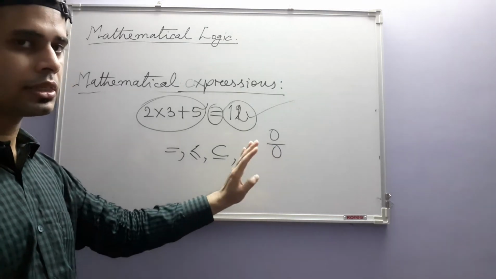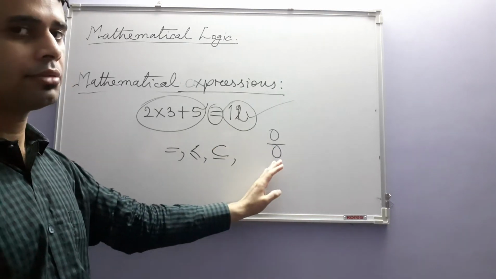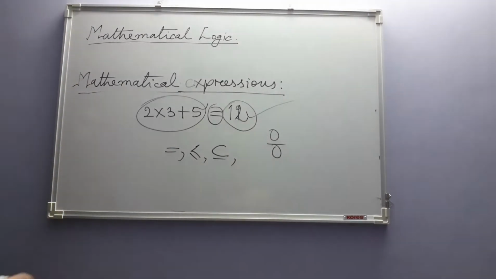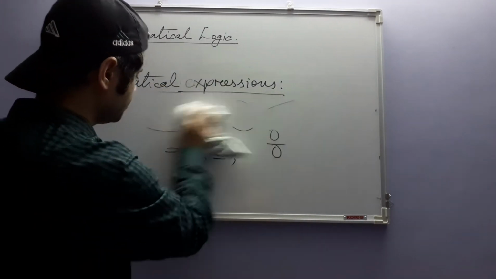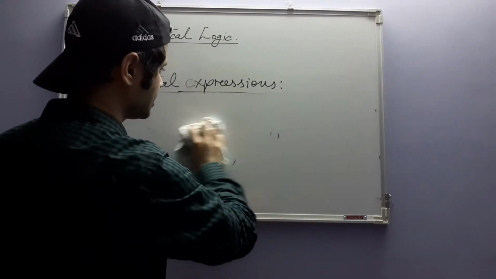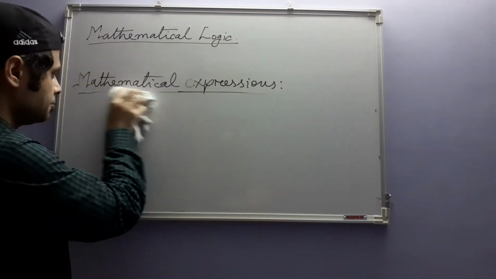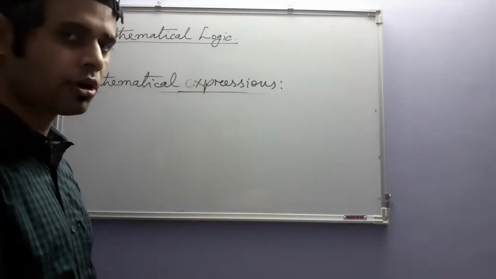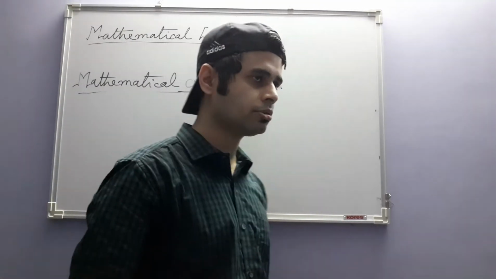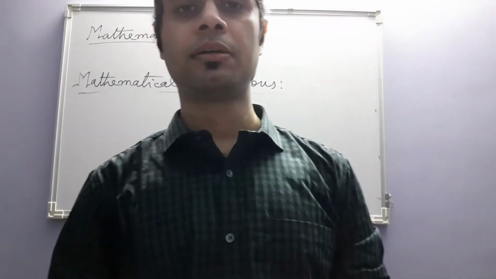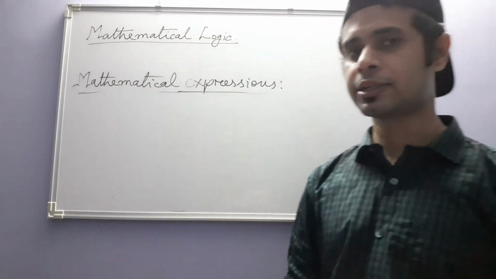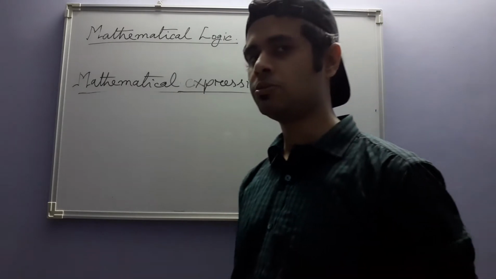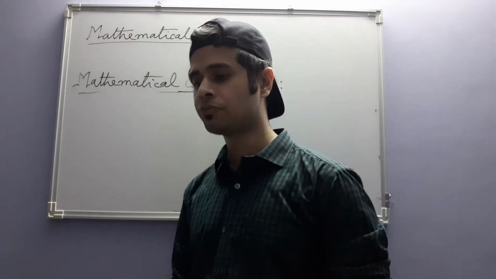Mathematical expressions are not allowed, just like in defined mathematical statements. So you get my point, what expressions are and what statements are. When we have a mathematical statement, it is either true or false and never both. And when we have a mathematical expression, it does not make sense to ask whether it's true or false.